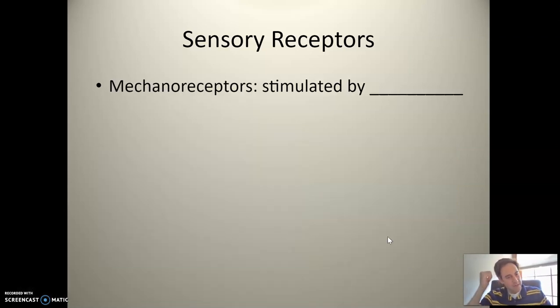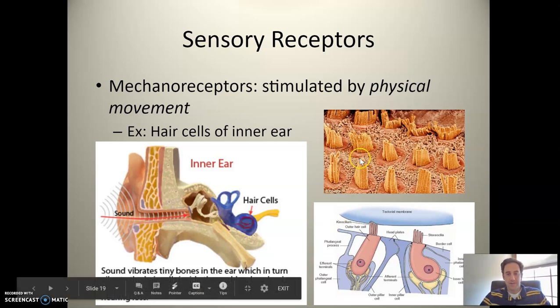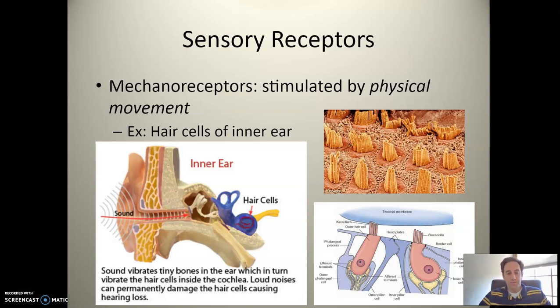There are mechanoreceptors. These are stimulated by physical movement. So there are these little hair cells in your ears. Here's a picture of them. And if they're moved, then they will trigger an action potential that your body picks up.